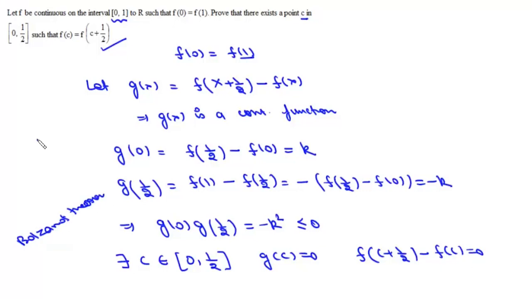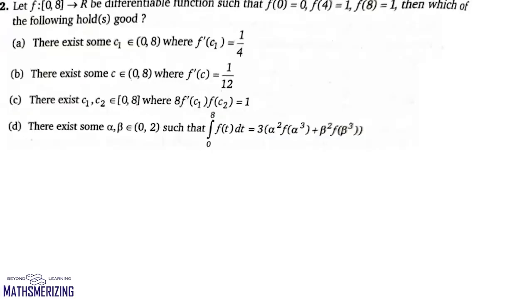We can also solve this question using the intermediate value theorem. Now here the question is, let f be a function defined from 0 to 8 to R, and it is such that f(0) is 0, f(4) is 1 and f(8) is 1, then which of the following holds good?